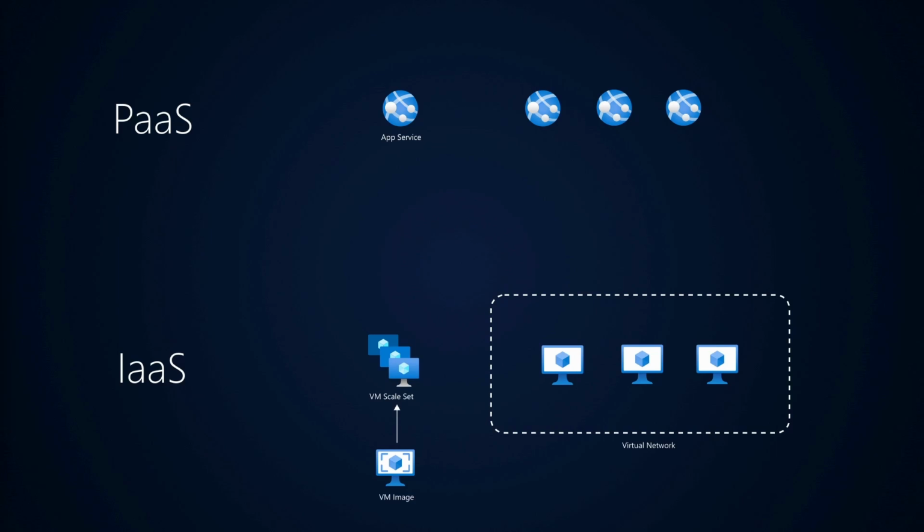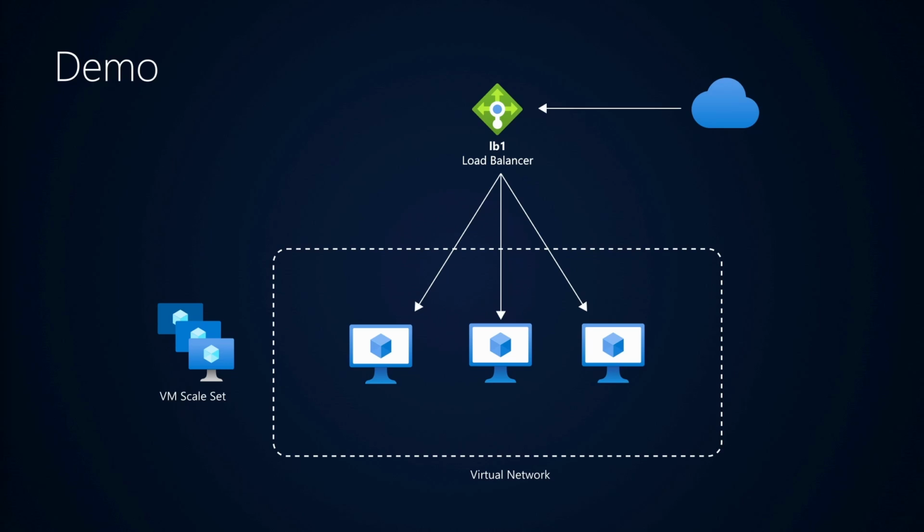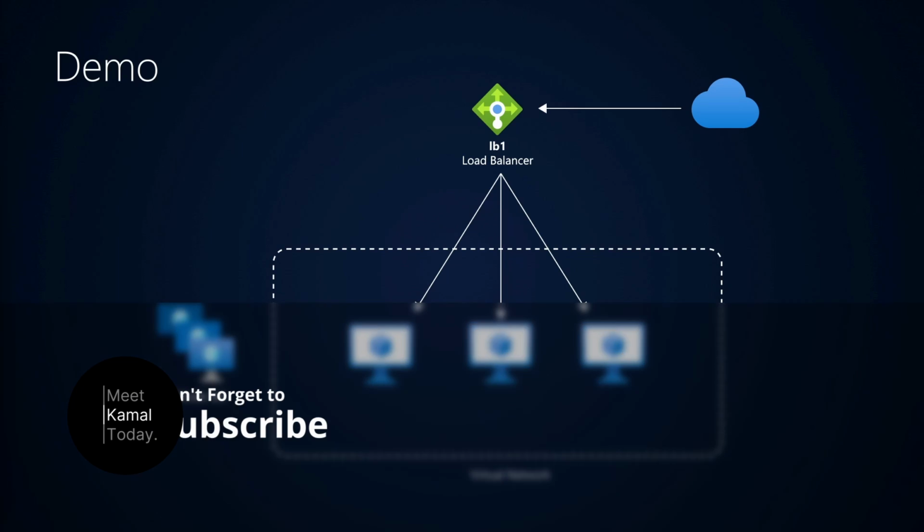And today we're going to create a virtual machine image from scratch, and then we're going to create a virtual machine scale set with multiple instances of virtual machines. And after that, we're going to implement a load balancer, and then we are going to allow traffic from the public internet into your virtual machines.